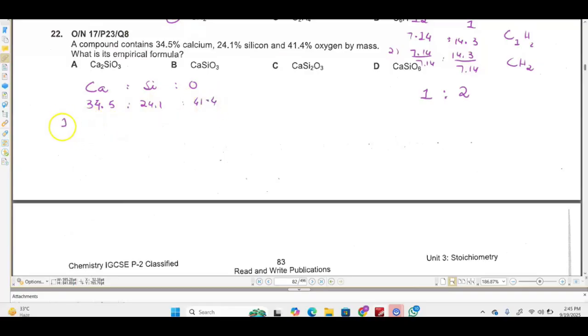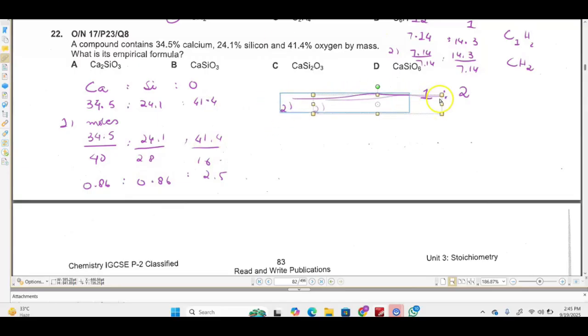So first step, take out the moles. How are we going to do that? Dividing these with their respective MRs. Calcium's MR is 40, silicon's MR is 28, and for oxygen, we know it is 16. So the answers that we are going to get after this are 0.86, 0.86 and 2.5.